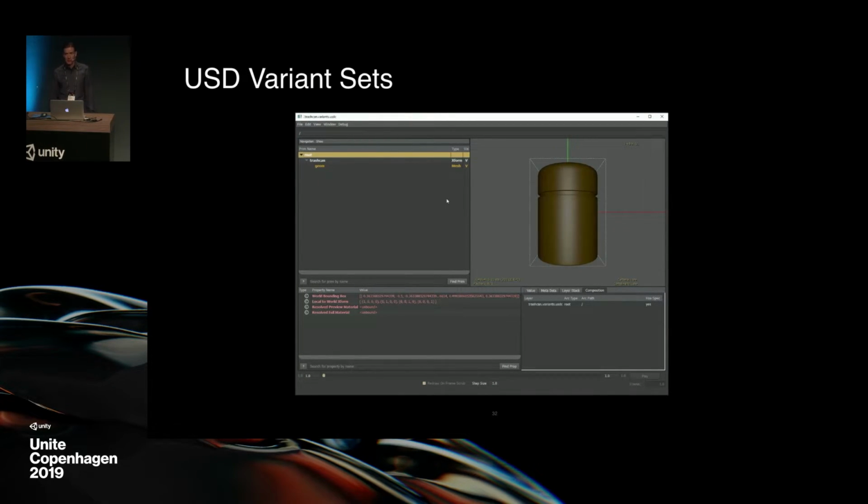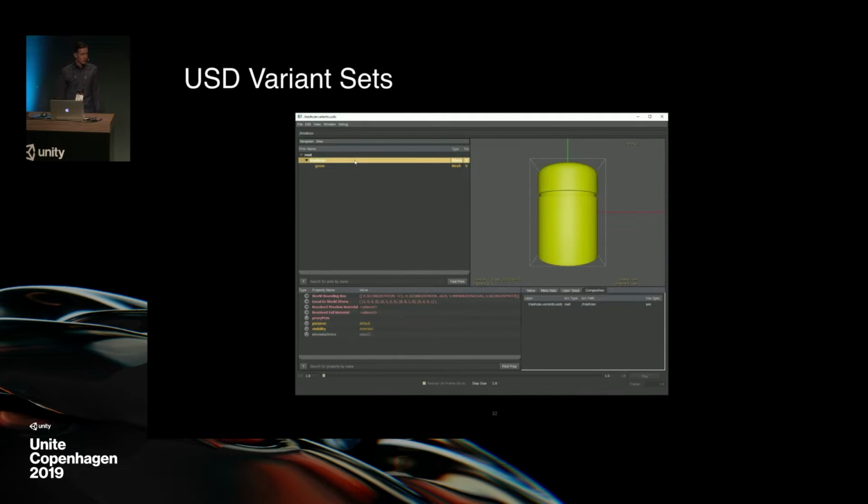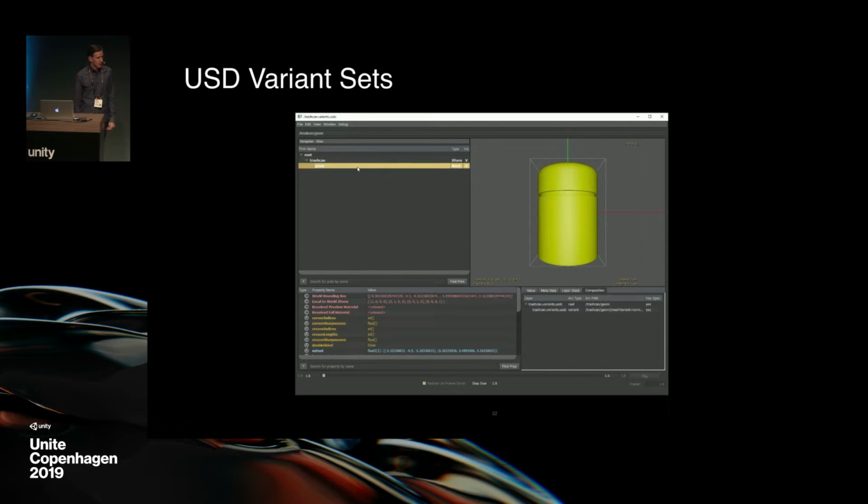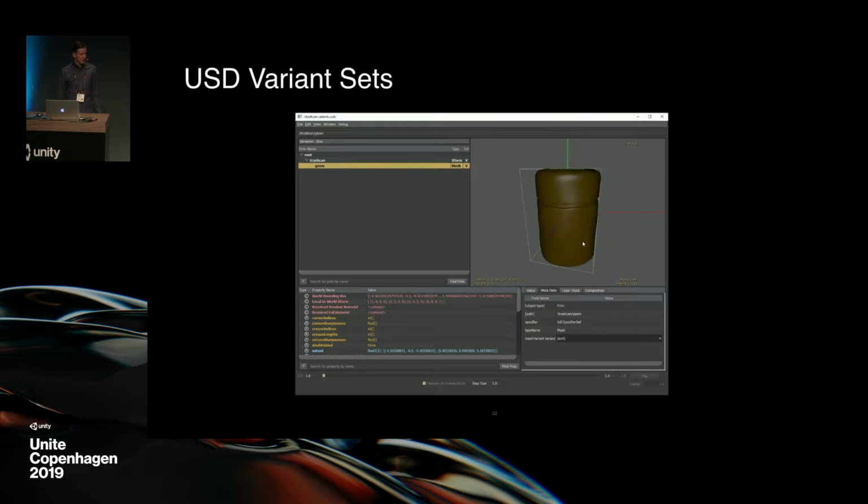I've mentioned USD Variant Sets before, which are a powerful composition arc that can be used to allow a single asset to have multiple variants and variations that come through in a single form. Here you can see I've created this simple object that when you select it inside of USD View, all of the variant sets are available, and you can see that there are slightly dented versions of this that then come in, but it's all seen as a single asset.